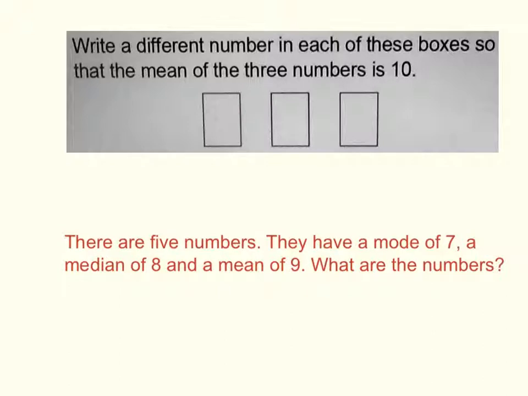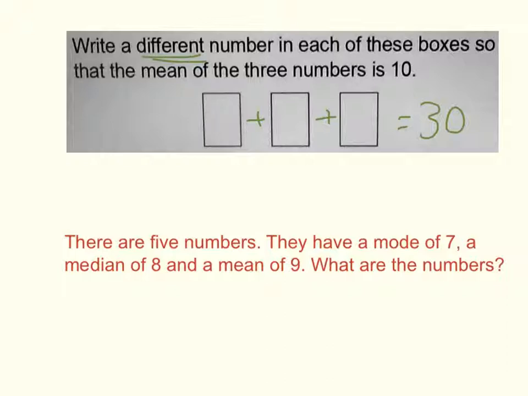Okay, so the key to answering the first question is recognising that if the mean of the three numbers is 10, then if I added those three numbers together, they would have to make 30. And then I just need to make sure that all the numbers are different.